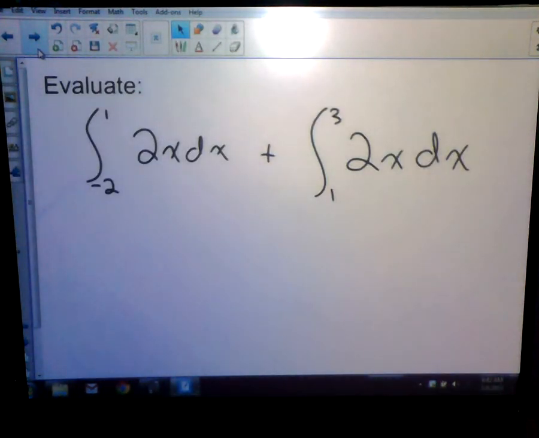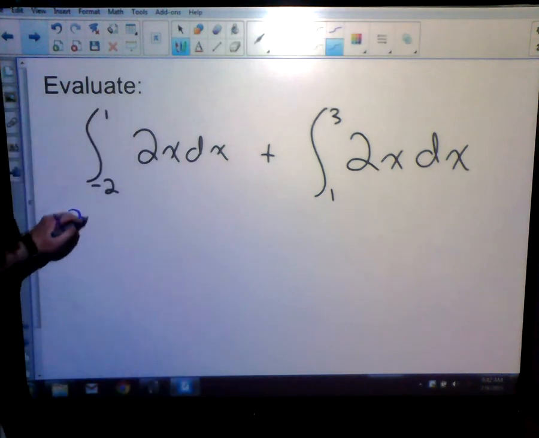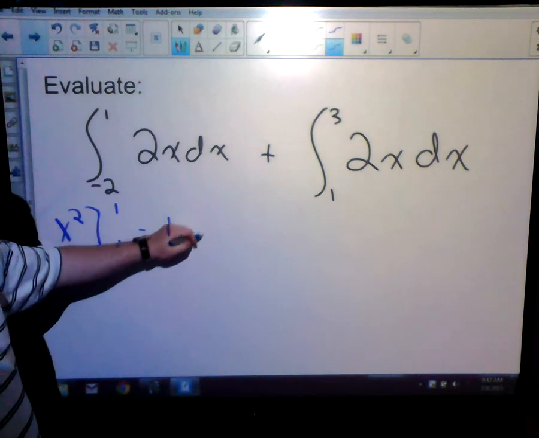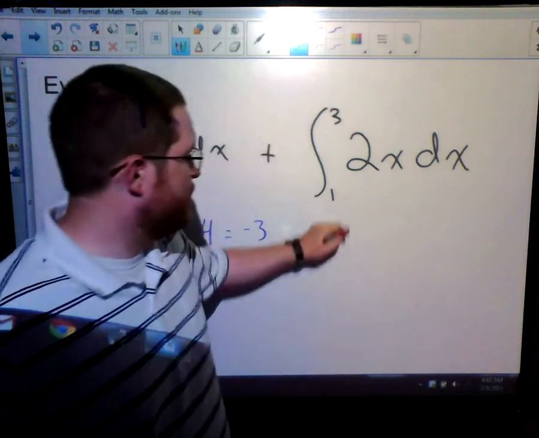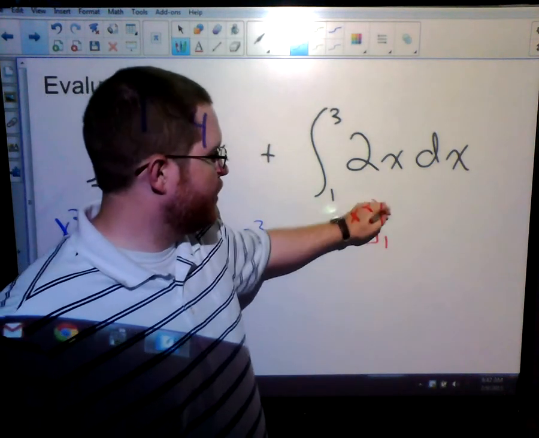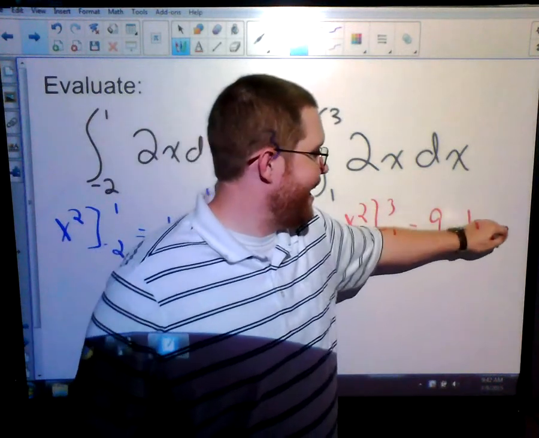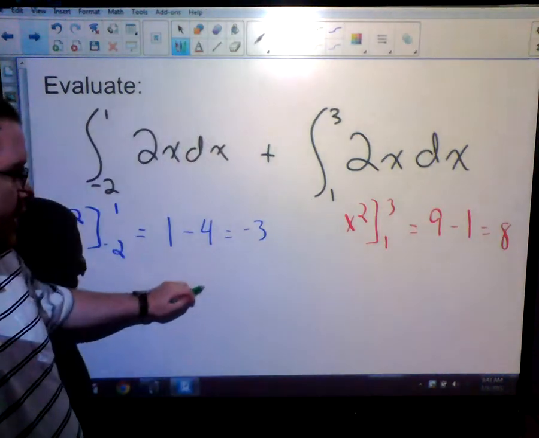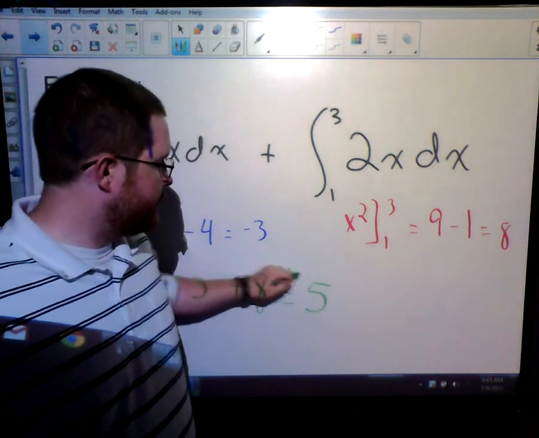Let's try this one. What if I evaluate this from negative 2 to 1? X squared, negative 2 to 1. That's 1 minus 4, it's negative 3. Over here, this is x squared evaluated from 1 to 3. That's 9 minus 1, which is 8. If I put those two answers together, negative 3 plus 8, I got 5.